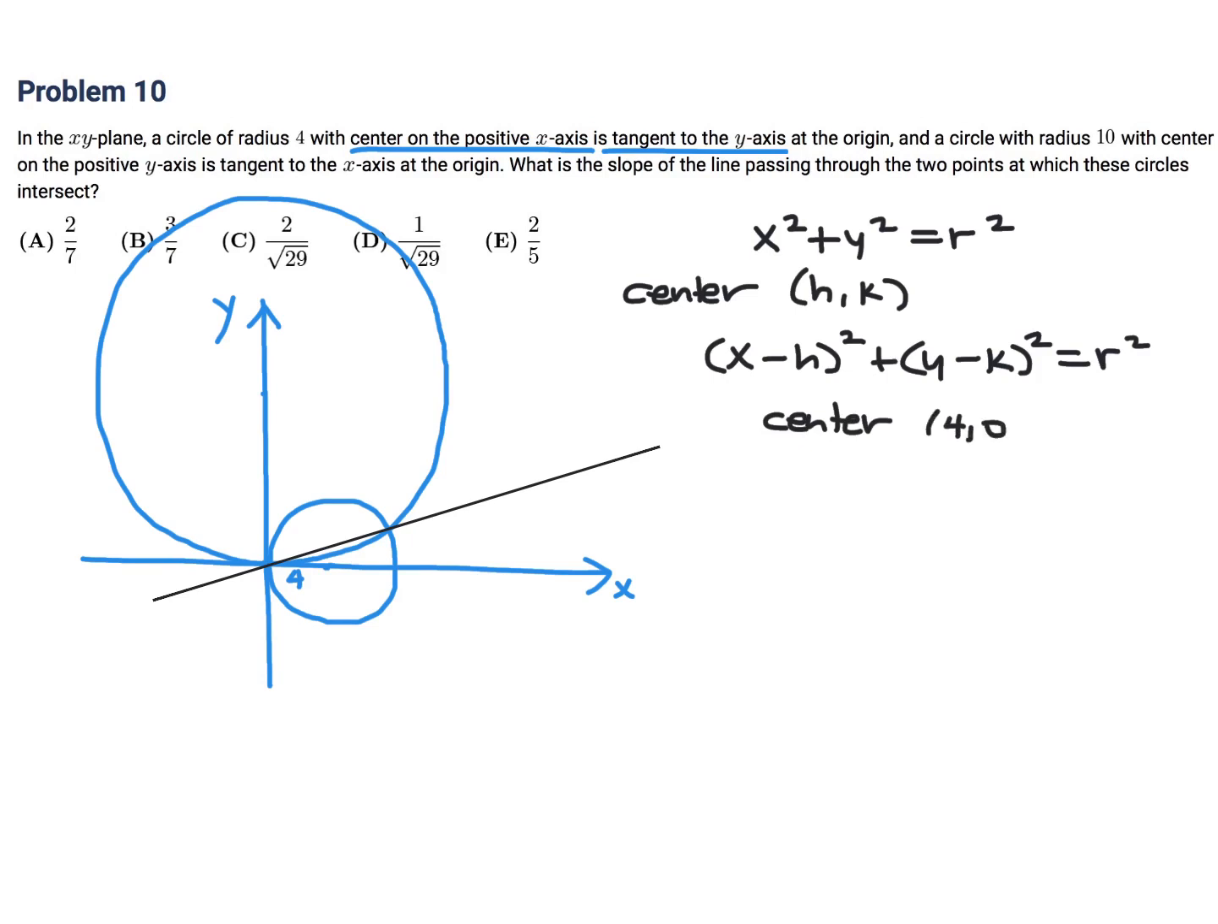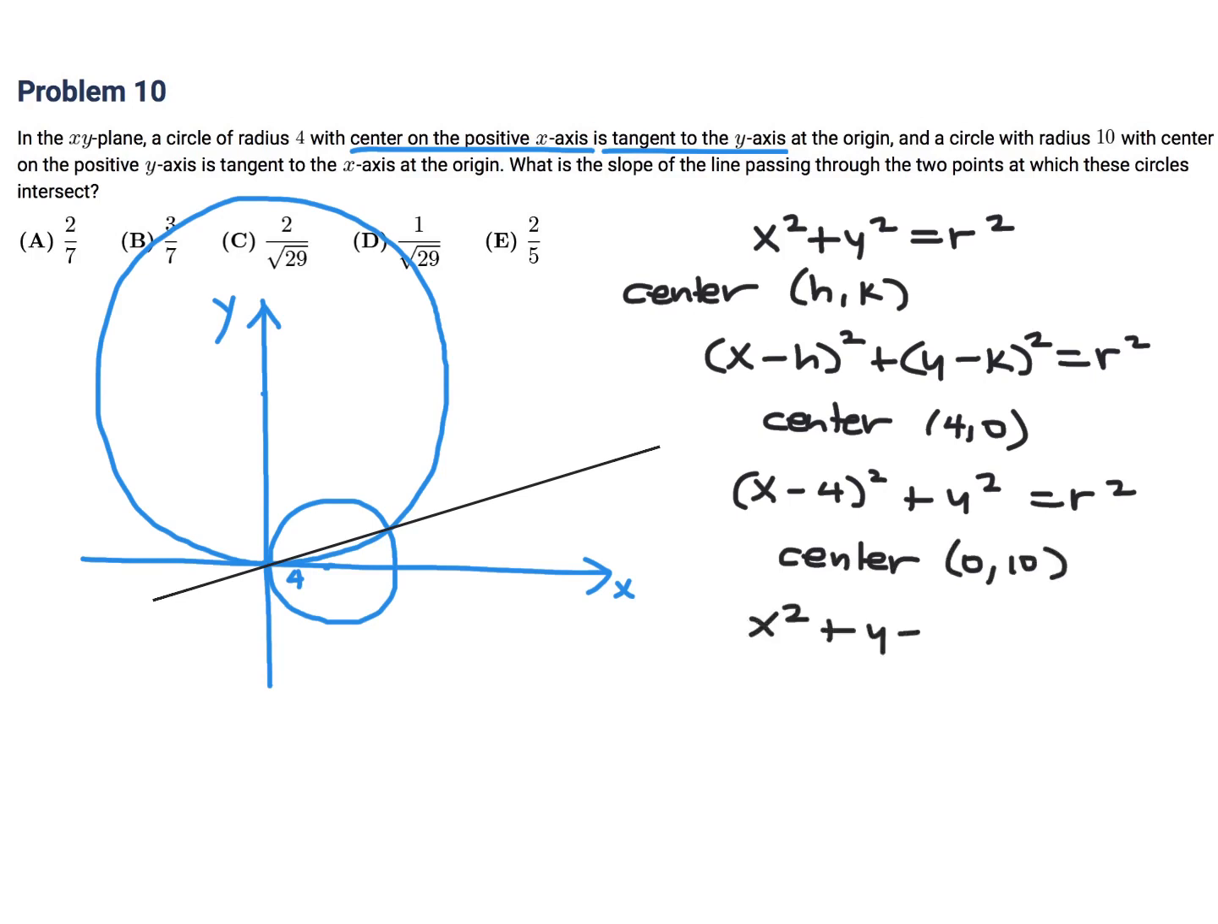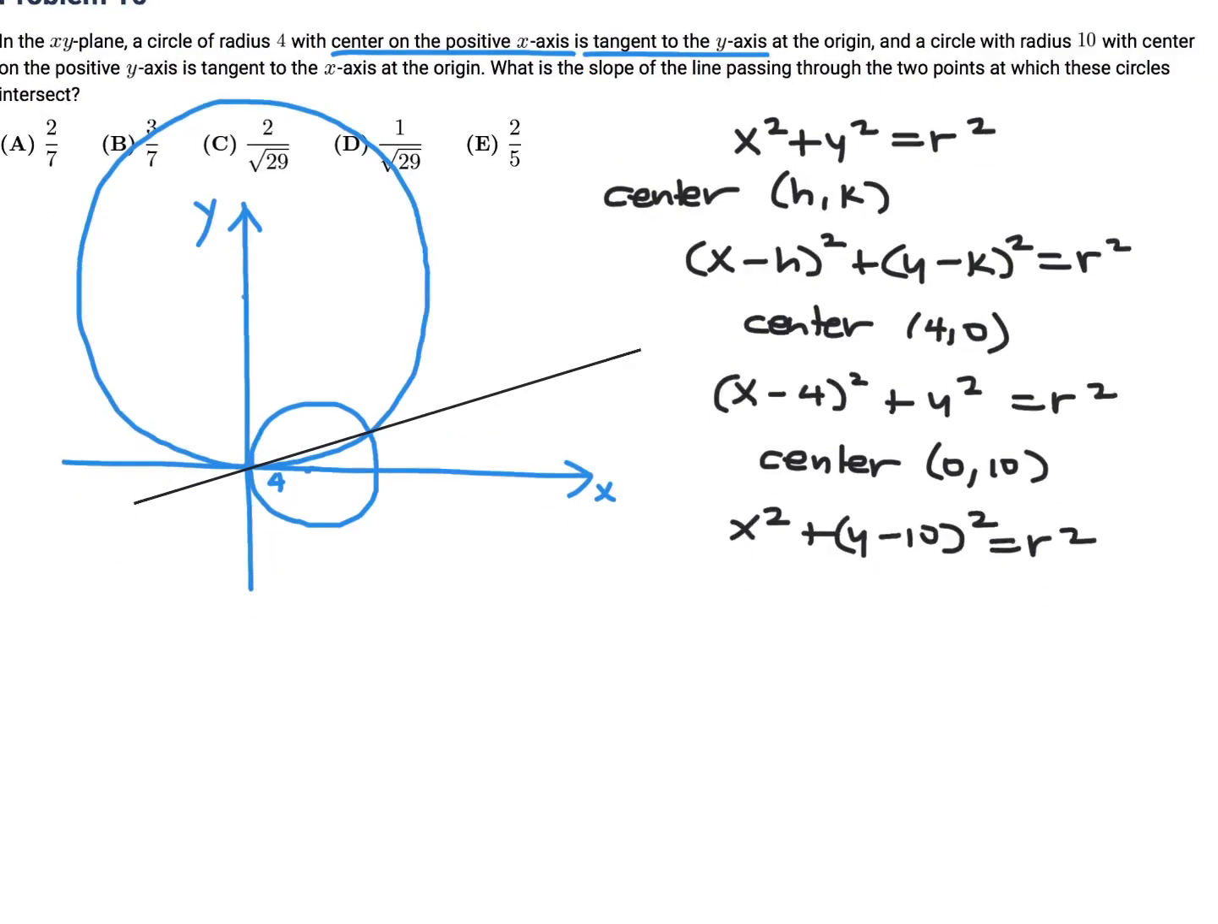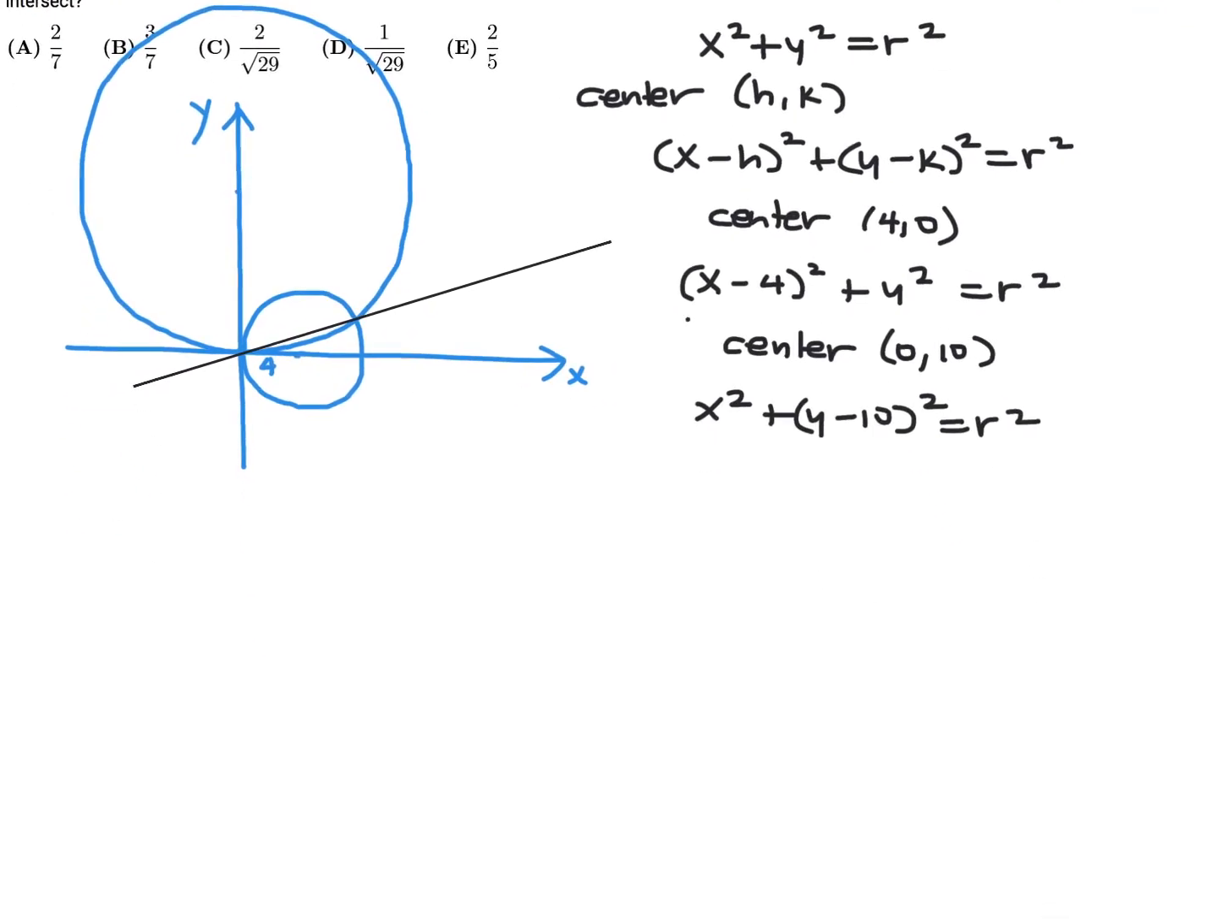Yeah. So that means the equation of that smaller circle would be (x minus 4) squared plus y squared is equal to r squared. And then for the bigger circle, the center is (0, 10), I believe. And therefore that equation would be x squared plus (y minus 10) squared is equal to r squared. So we have to solve these two equations, and that shouldn't be too big of a deal.